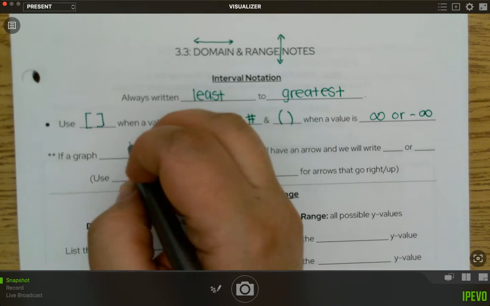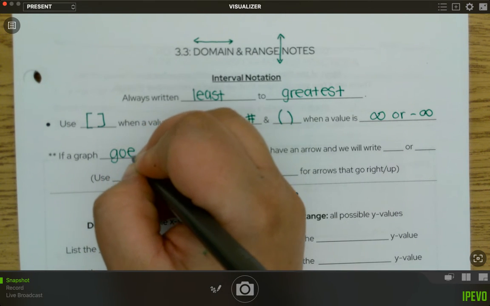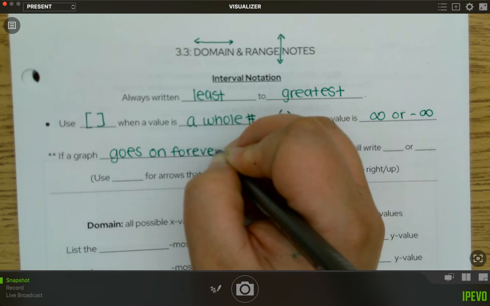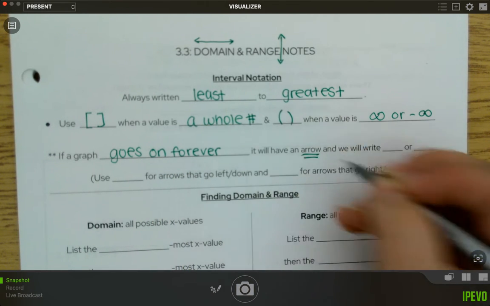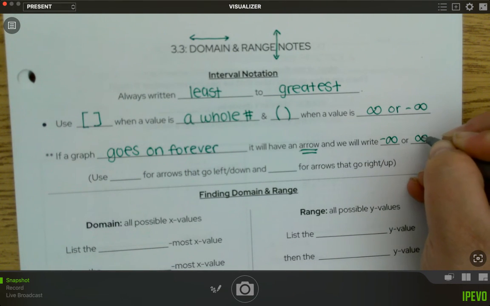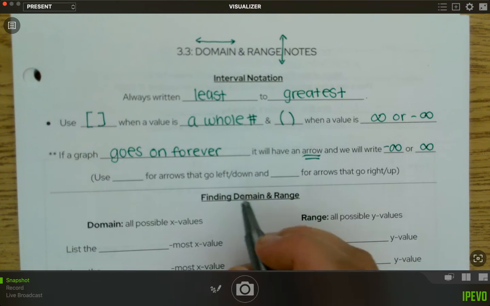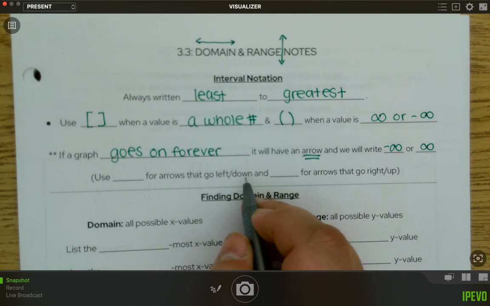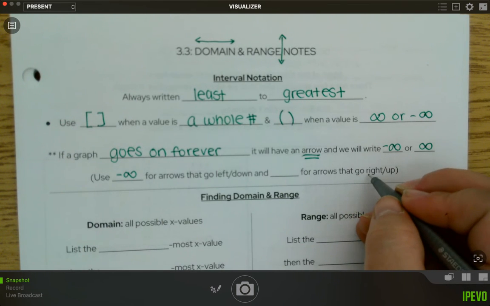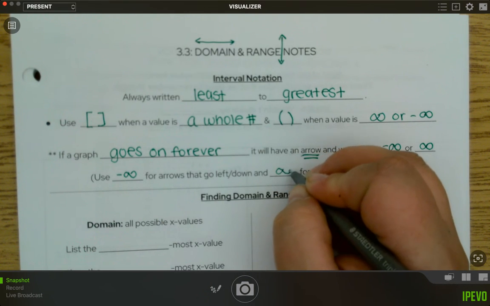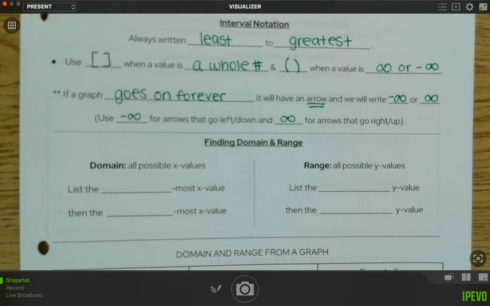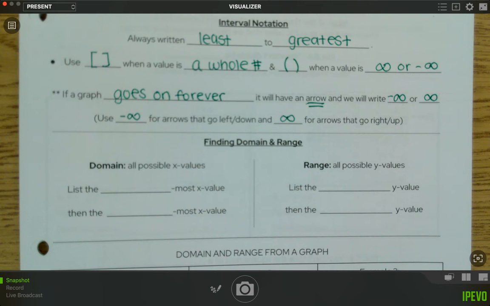So if a graph goes on forever, it will have an arrow. That arrow means that it goes to either negative infinity or infinity. If it is going to the left or down, it's negative infinity. If it is going to the right or up, it is positive infinity. Okay? Go ahead and pause if you need a second to write those down.